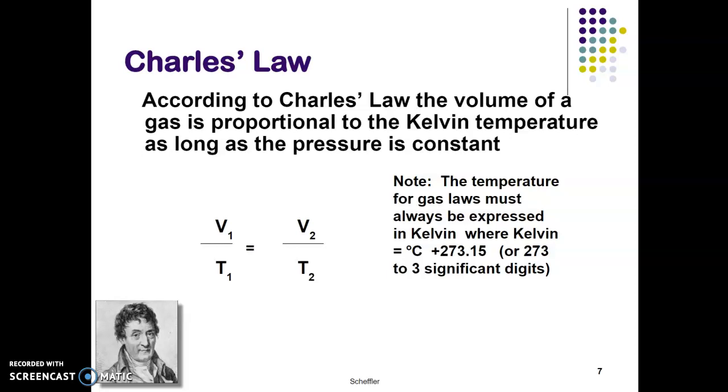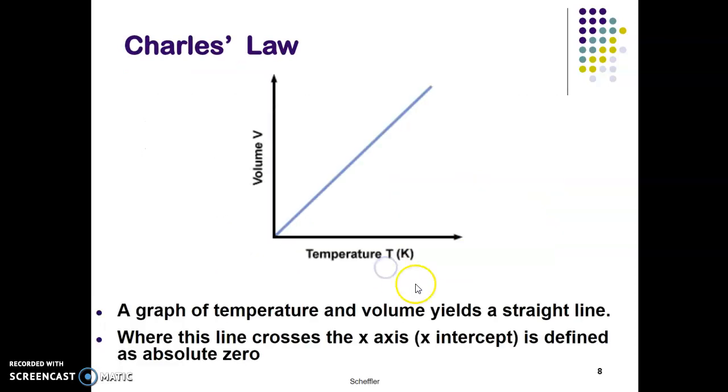The temperature in gas laws must be expressed in Kelvin. So it's a very important point. It has to be in Kelvin, where Kelvin is equal to whatever degrees Celsius they give you plus 273. We're not going to care about the 0.15. It's just plus 273. So make sure that you know that. Do not take a Celsius and plug it into the equation. That would be wrong. You need to have Kelvin.